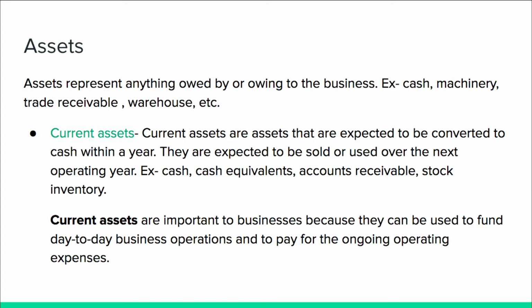Now, accounts receivable is the money due to a company for goods or services which are delivered or used but not yet paid by the customers. This is considered as current assets as long as they can be expected to be paid within a year. So we can understand that current assets are the assets that the company or the business can convert into cash within the year that they are operating.